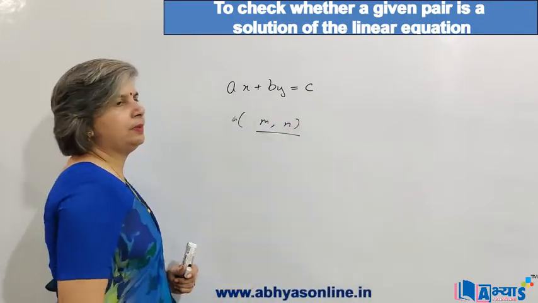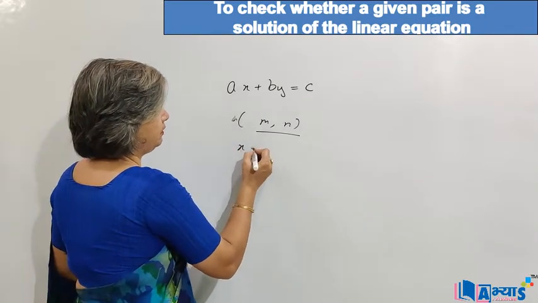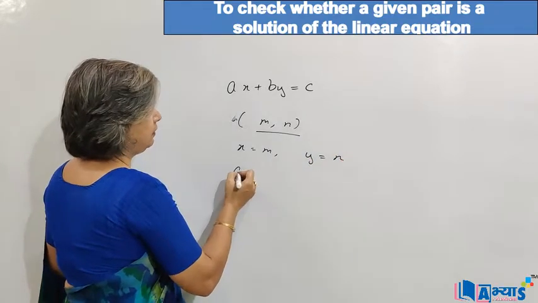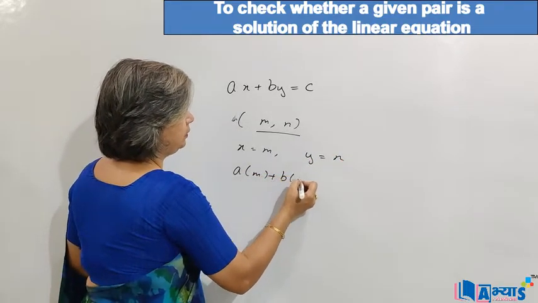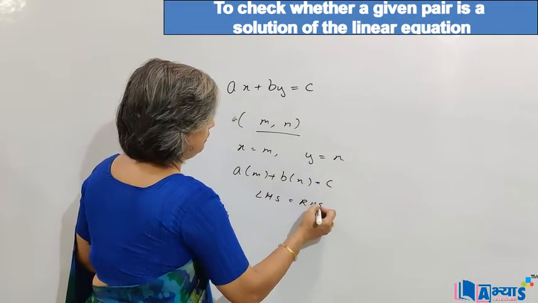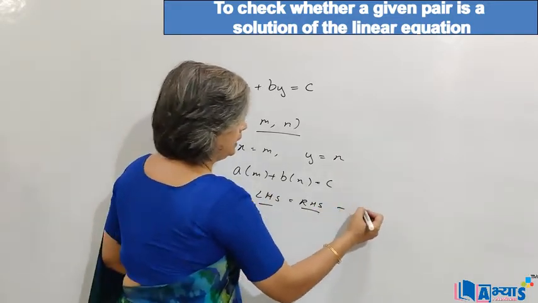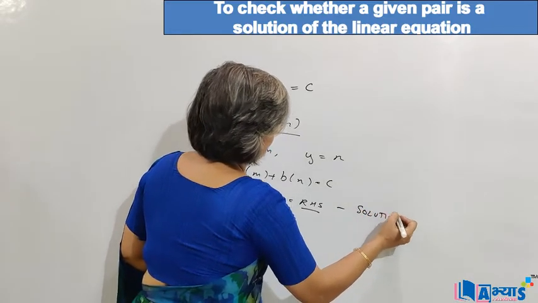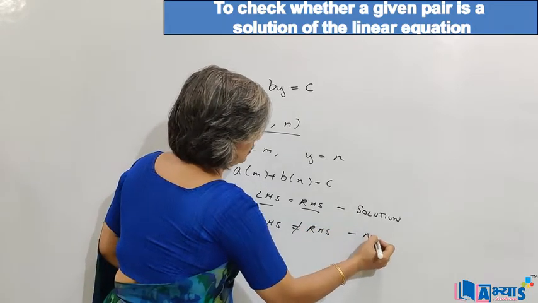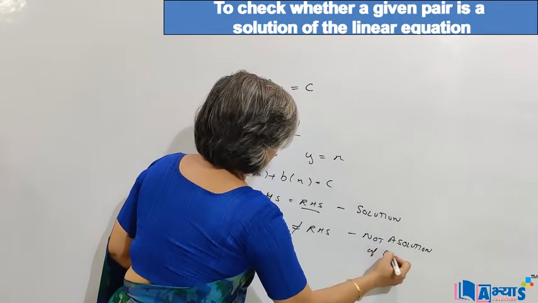To check whether this pair is a solution of the equation, we will substitute the value x equal to m and y as n. So the equation will become a into m plus b into n equal to c. If the left hand side is equal to the right hand side, we will say that it is a solution of the equation. But if the left hand side is not equal to the right hand side, we will say it is not a solution of the equation.